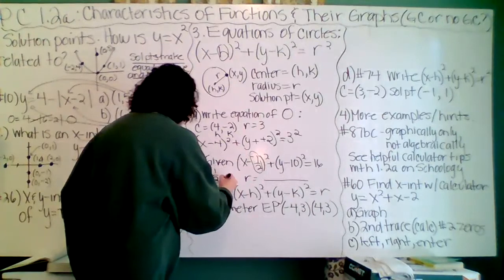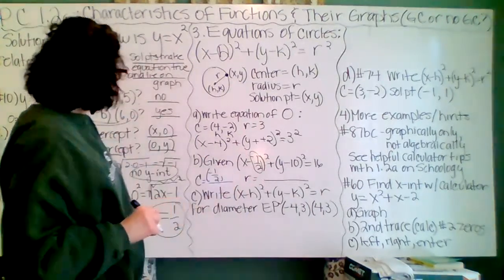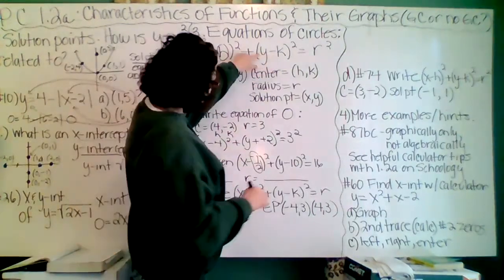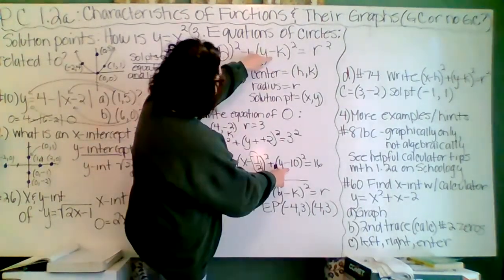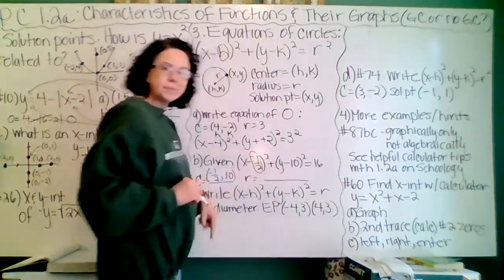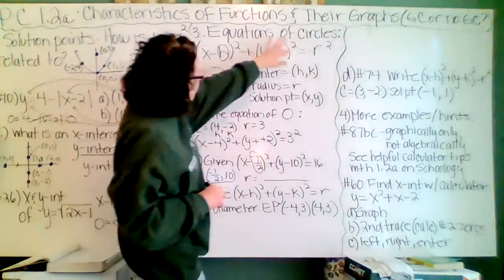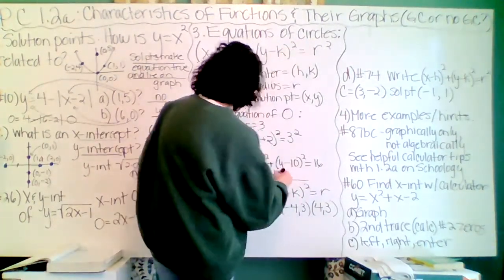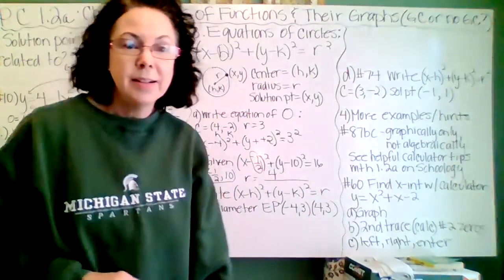Let's find our k for the y value of the center point. My k, let's see, I have to have y minus, and my k follows a minus sign. My k must be 10. Notice when I match here, r squared equals 16. That means that my radius must be 4.